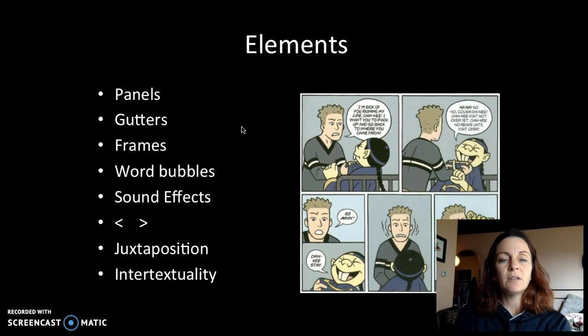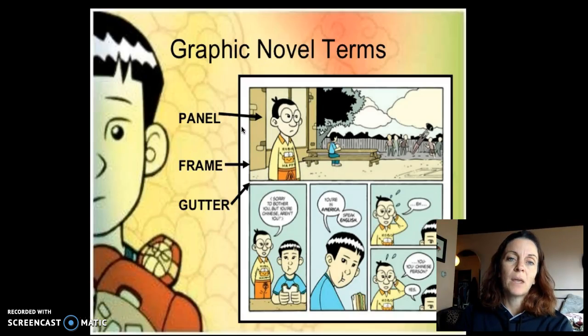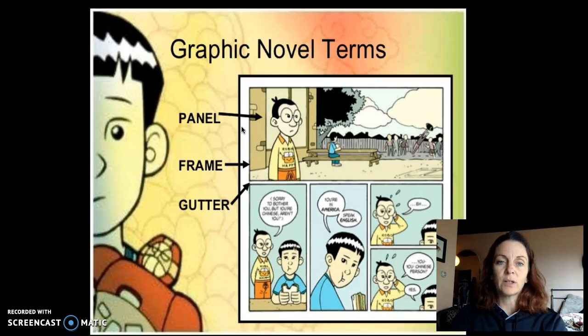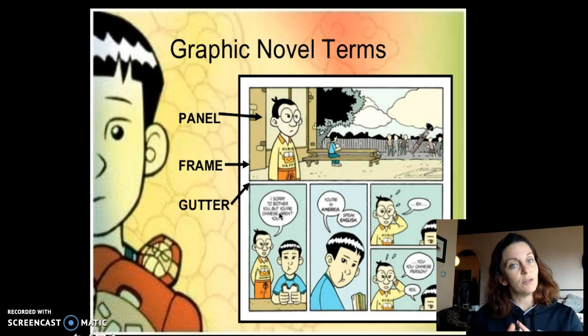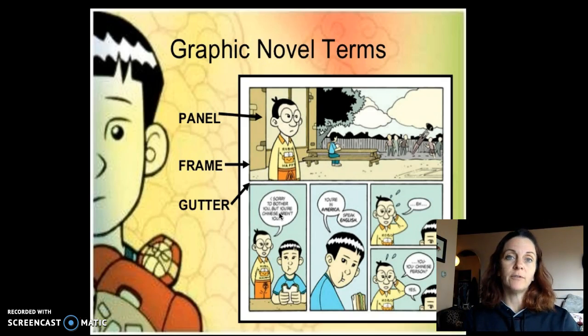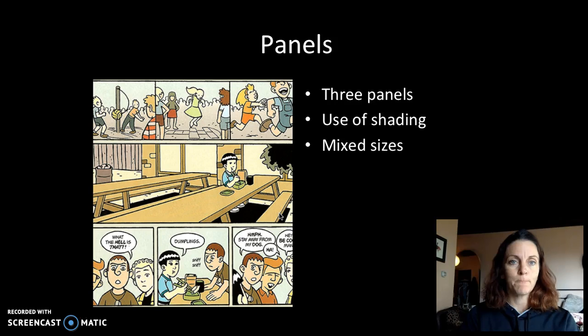Now, some of these are universal to all graphic novels, and some are used specifically by the author here in American Born Chinese. The three terms we're going to spend a little bit of time on are the panel, which is this piece here, the frame here, and then the gutter, which is the space between panels. These are all three used and altered throughout the graphic novel to communicate different things.